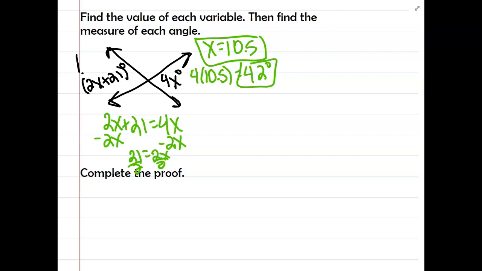Now, if I know that this is 42, I know these two angles are the same. So how am I going to find the measure of one of those angles? These two are linear pairs, which means they add to give me 180. So I could take 180 minus 42, which would give me 138 degrees.